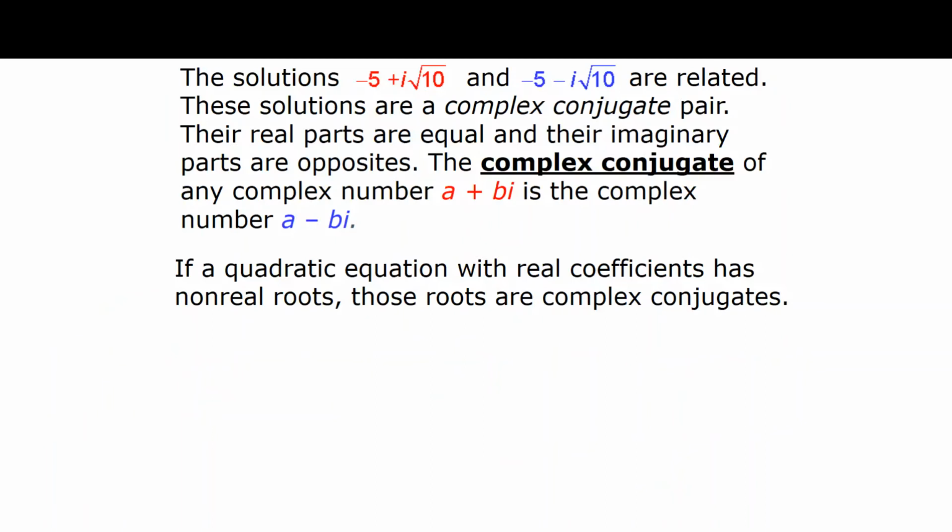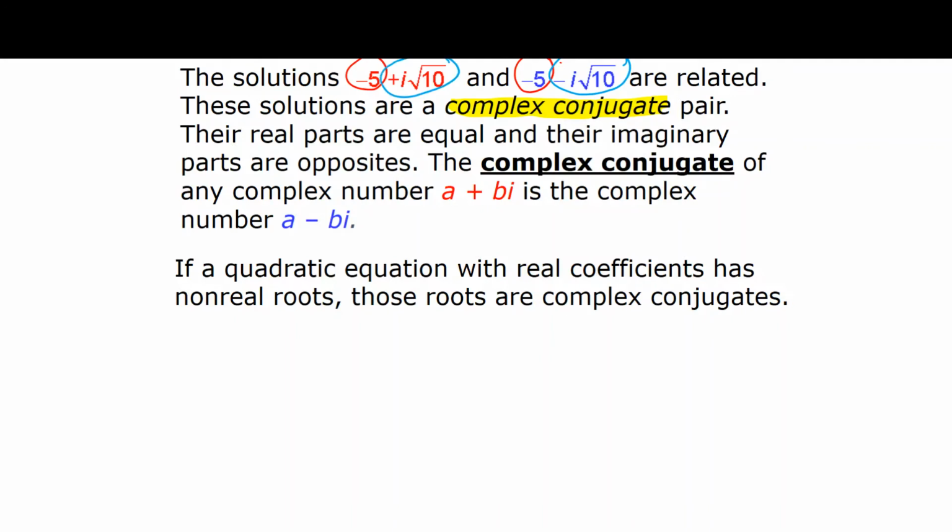The solutions, -5 plus i square root of 10 and -5 minus i square root of 10, are related. These solutions are a complex conjugate pair. Their real parts are equal, -5 and -5 in this case. And their imaginary parts are opposite. Okay, so it's a -i square root of 10 and a positive i square root of 10.